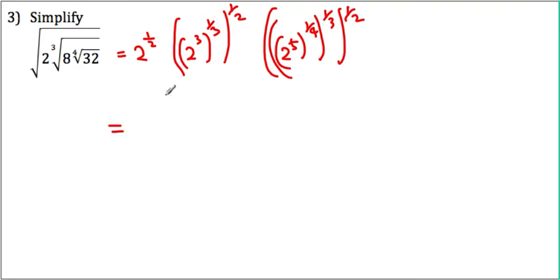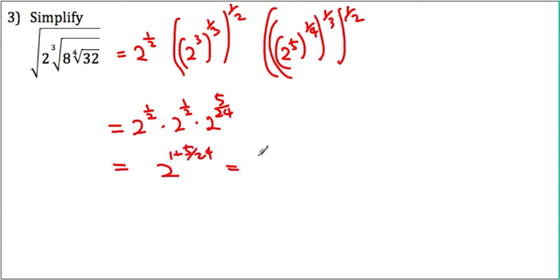Then how do you get this one? This simply becomes 2 to the 1/2 power, and this 3 and the 1/3 cancels out, becomes still 2 to the 1/2 power. Here, what we end up getting is 5 over 24 power. Then this becomes 2 to the 1 plus 5 over 24 power, which is equal to 2 to the 29 over 24 power. That becomes our final answer.